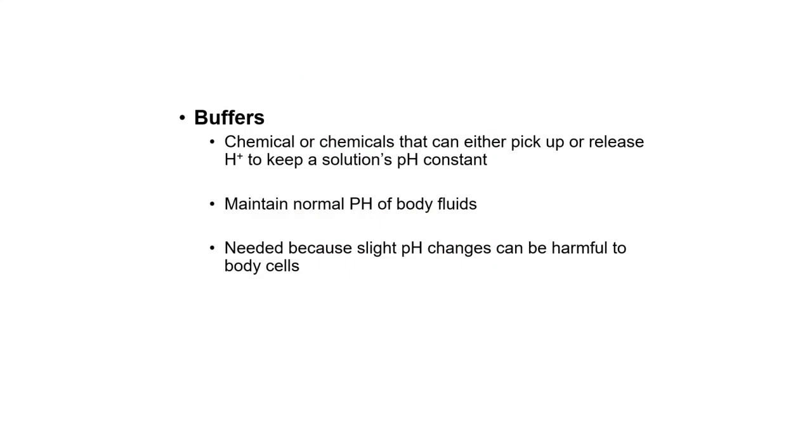There are things called buffers, and they are chemicals that can either pick up or release an H+, and therefore they can keep a solution's pH constant, because they're buffering the system. That makes sense, right? We have lots of buffers in our body, and this is what allows our pH to stay relatively normal within our body fluids. And we need this because even slight variations of pH can be very harmful to our cells. So we have lots of really great buffer systems in our body so that we can maintain our homeostasis, right?